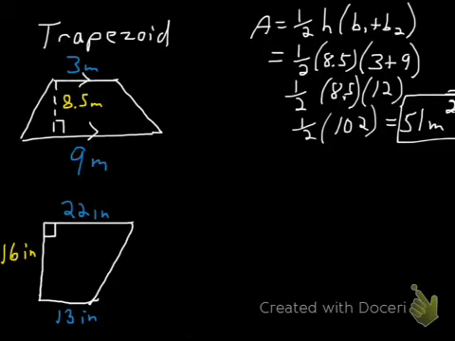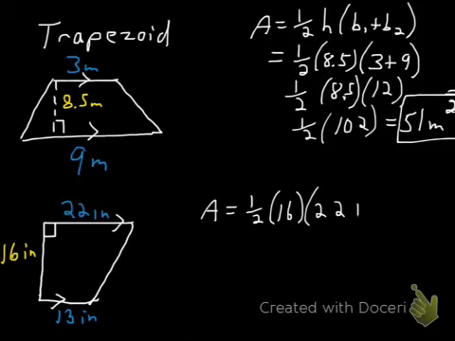Okay, this one looks a little different, but my height I did in yellow just to help you get used to it. These are still the two parallel parts. Those are the bases. This slanted part does not get used in the trapezoid. Alright, putting in your parts, you would have 1/2 times 16. Add the bases. 22 plus 13. And you get 35.